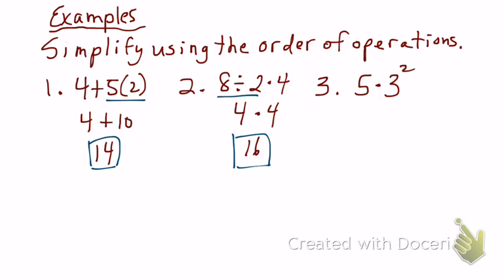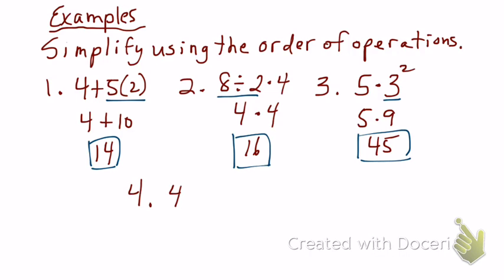Let's do another one. On number 3, notice the highest priority here, we have a multiplication and we have an exponent. We know that exponents come first, so you should be squaring just the 3, and then 5 times 9 is going to give you 45.